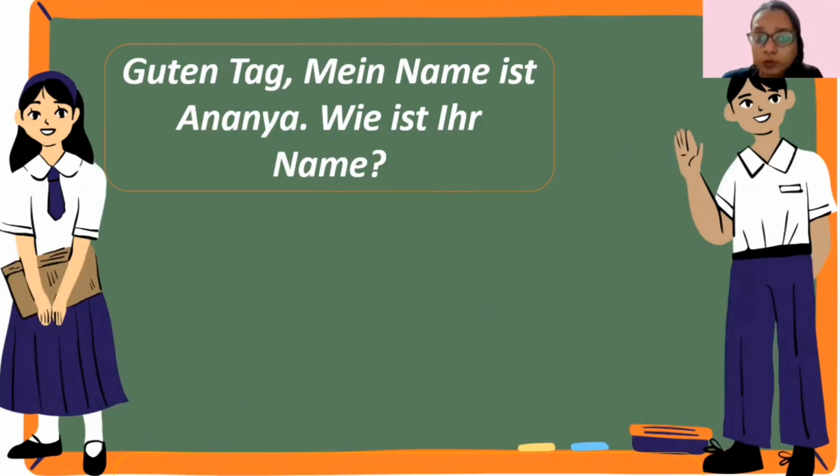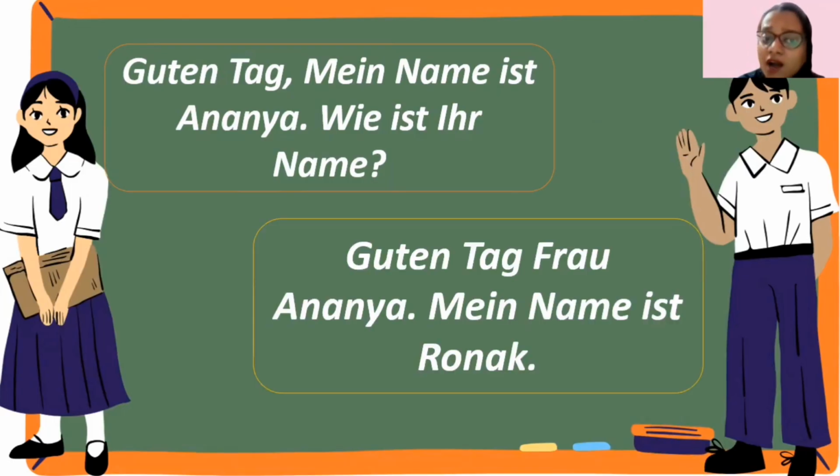Guten Tag. Good afternoon. Mein Name ist Ananya. My name is Ananya. Wie ist Ihr Name? What is your name? Guten Tag, Frau Ananya. Good afternoon, Miss Ananya. Mein Name ist Ronak. My name is Ronak. So you have to have a conversation like this. If you want to ask someone what their name is, you have to greet like this. Guten Tag. Mein Name ist Ananya. Wie ist Ihr Name? What is your name?